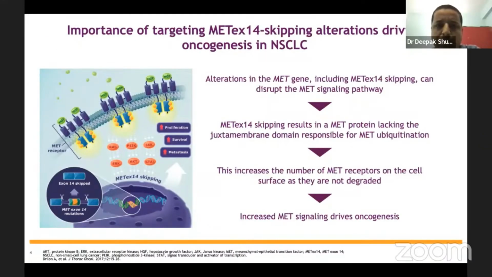Oncogenesis with MET exon 14 skipping mutations occurs because this mutation leads to a protein that lacks the juxtamembrane domain, which is responsible for MET ubiquitination and degradation. So in the absence of this domain, there is an increase in the MET receptors on the cell surface as they are not degraded, thus leading to increased MET signaling, which drives oncogenesis, leading to proliferation, survival, and metastasis by triggering the downstream pathway.